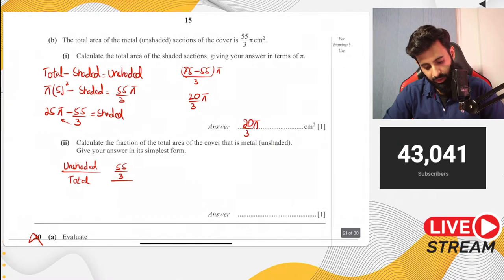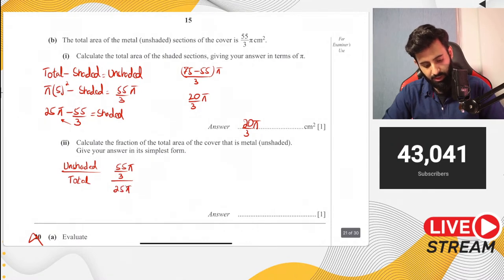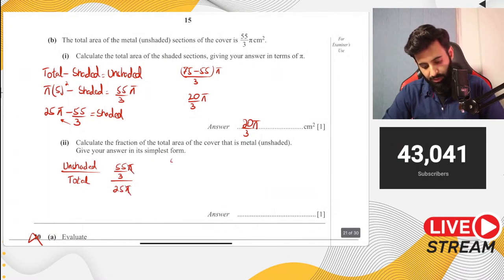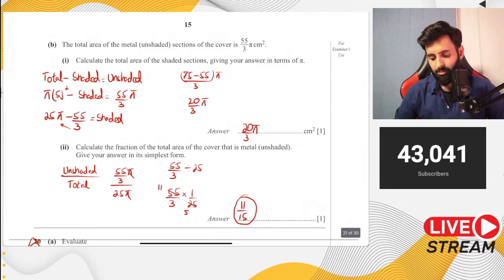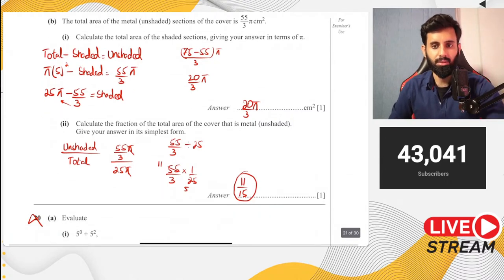So what's the total area? The total area is 25 pi. Pi and pi eventually cancel. So we have 55 divided by 3 divided by 25. That means 55 divided by 3 into 1 upon 25. So let's simplify this. 5 elevens are 55, 5 fives are 25. And now 3 into 5 is 15. So we have 11 upon 15 as our final answer. And there you go. That's it. That's the answer.